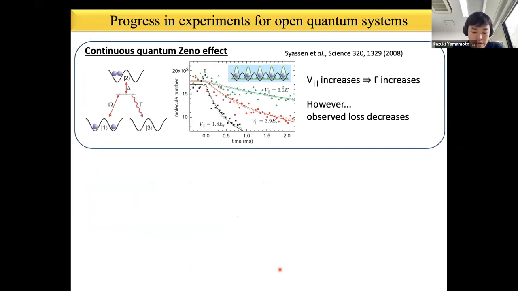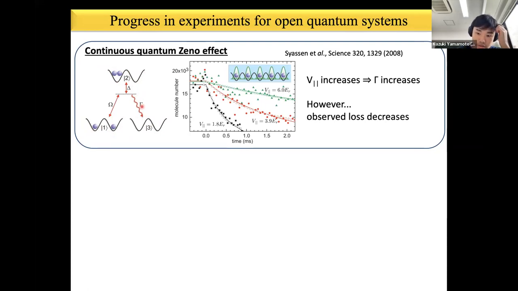To consider non-Hermitian quantum systems, a strong motivation comes from the progress in experiments on open quantum systems, particularly in ultra-cold atoms, and I briefly explain the details. One example is called the continuous quantum Zeno effect. This is a schematic figure. State one has one particle at each site, and state two has two particles at one site. And it decays into state three with no particles with rate gamma.